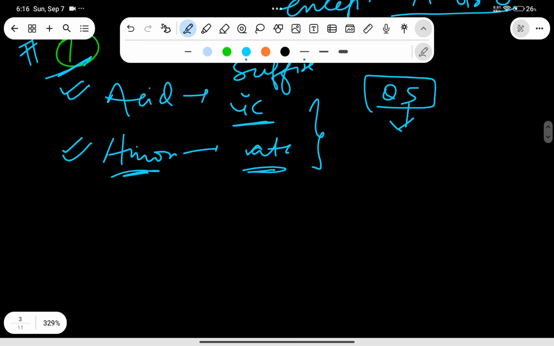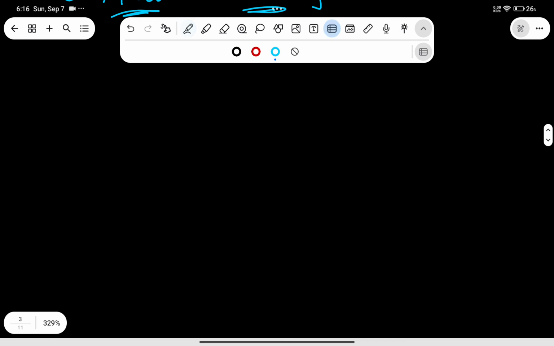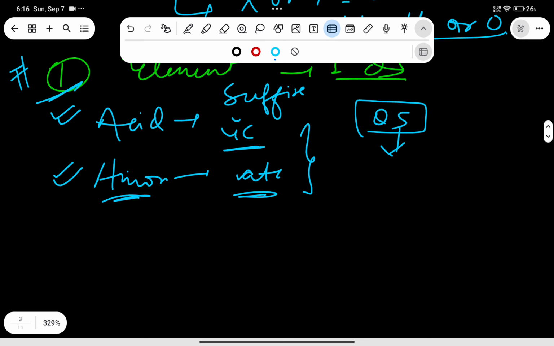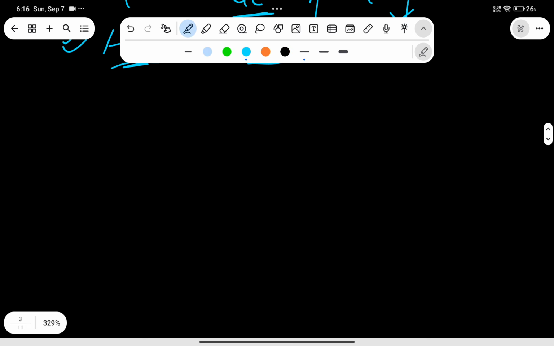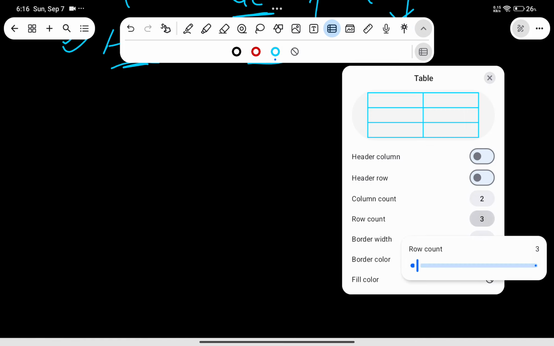Alright, so let's form the table. Basically, in total we need 5 columns. So we need 5 columns, guys.